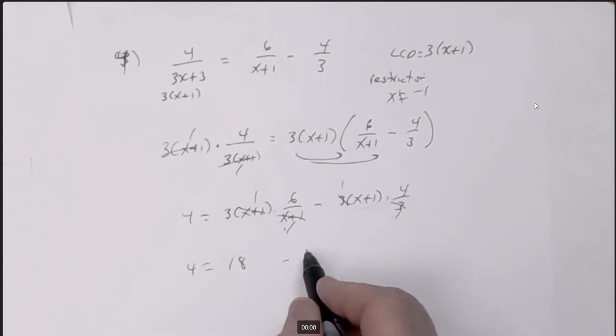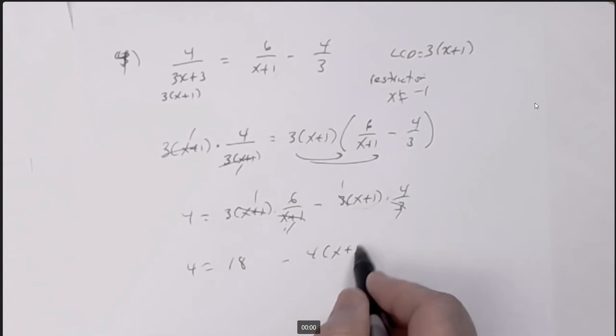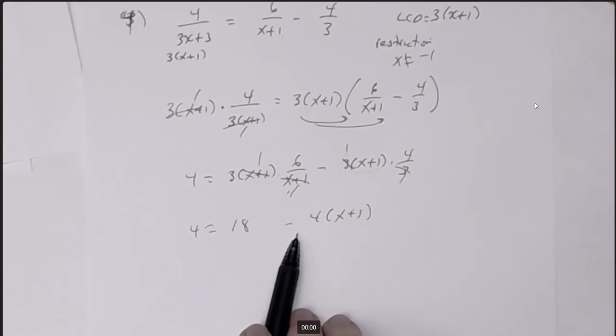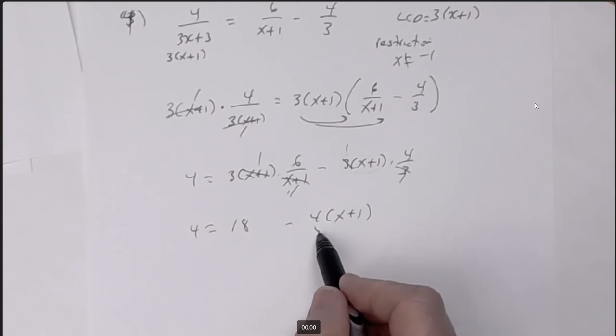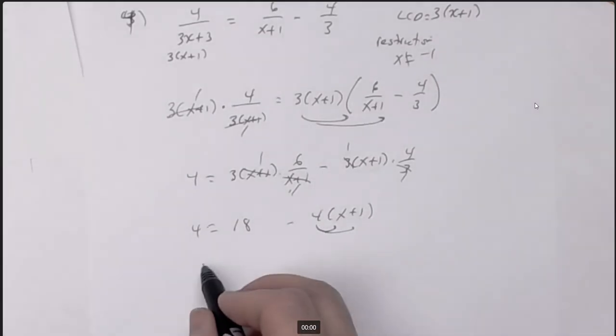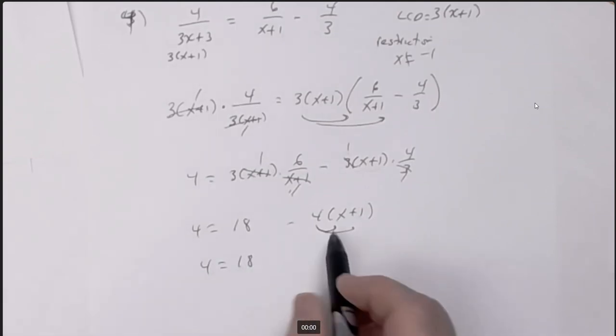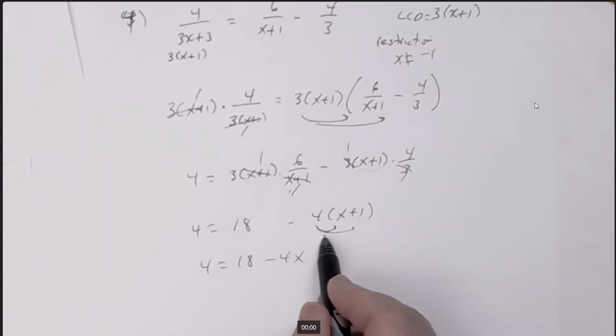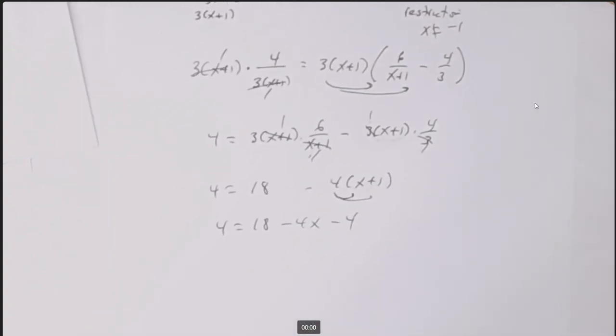Okay, now do I say 18 minus 4? No, you have to do what first? Distribute. So I'm going to go ahead and distribute the negative 4. So I get 4 equals 18. A negative 4 times x is a negative 4x. A negative 4 times 1 is a negative 4. All right, combining like terms, 18 subtract 4 is 14. So I get 4 equals 14 minus 4x.